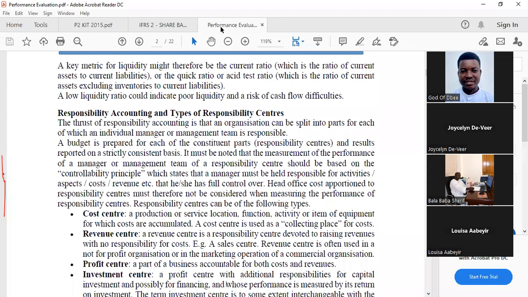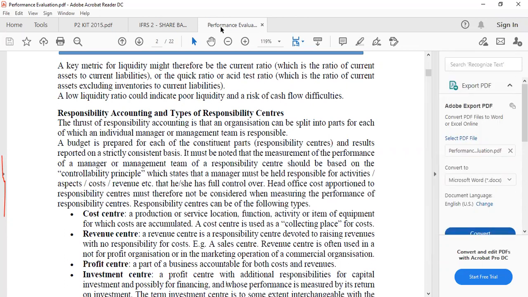If you talk about revenue center, one may say it is a production or service location where revenue is mobilized. A revenue center is responsible for the generation of only revenue. No cost is incurred. A cost center is responsible for accumulating costs. We only go there and incur costs. No revenue is generated. For a revenue center, only revenue is generated from that particular center. No cost.